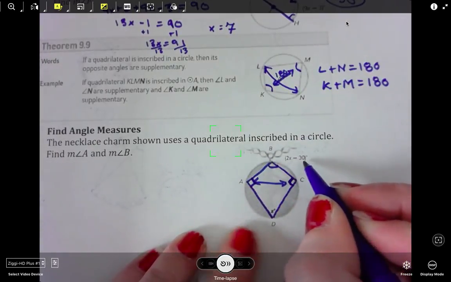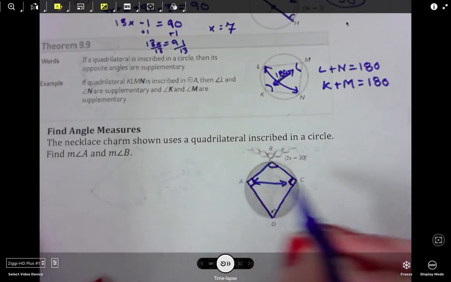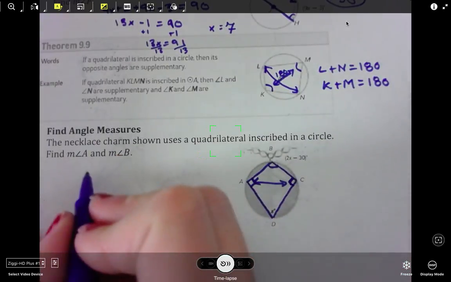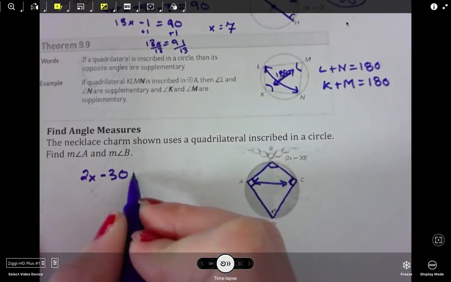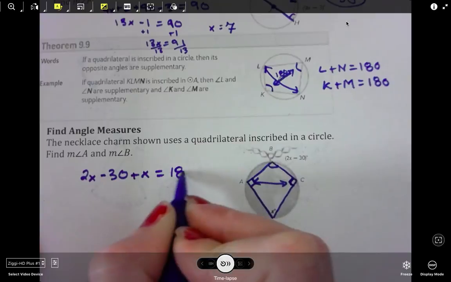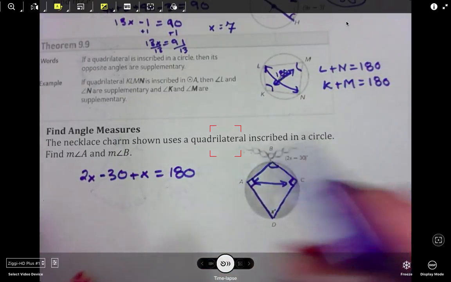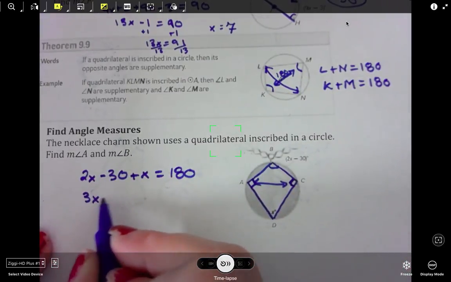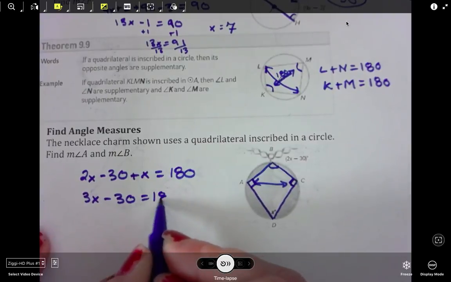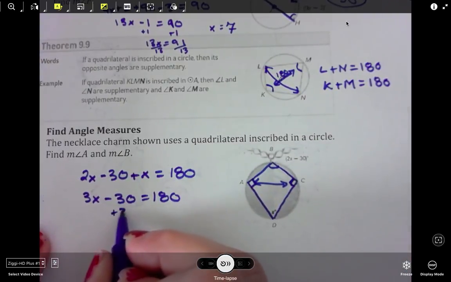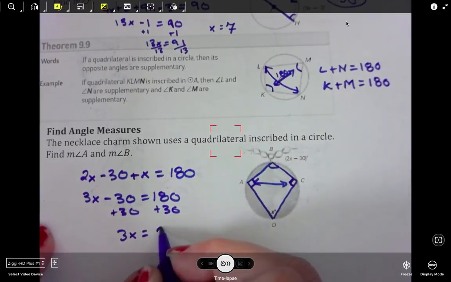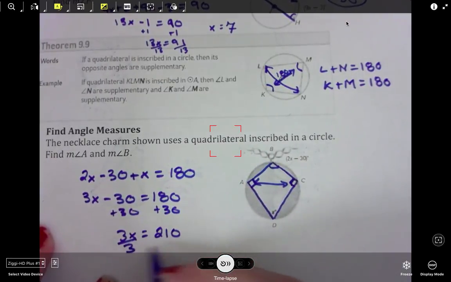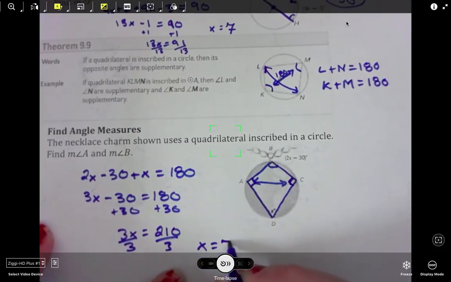This angle is 2x minus 30. This one is x. So those two aren't equal to each other, but we do know that they add up to be 180. So 2x minus 30 plus x has to be 180. Okay, they have to be supplementary to each other. So I've got 3x minus 30 equals 180. And if I add 30 to both sides, 3x is equal to, I think that's 210. And divide by 3, so x is 70.